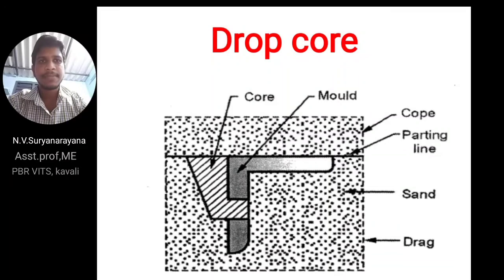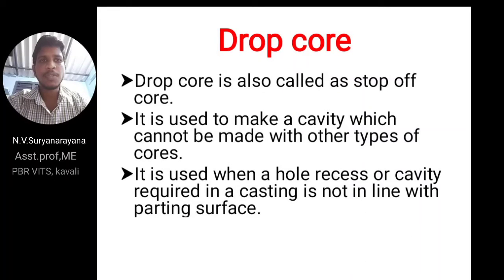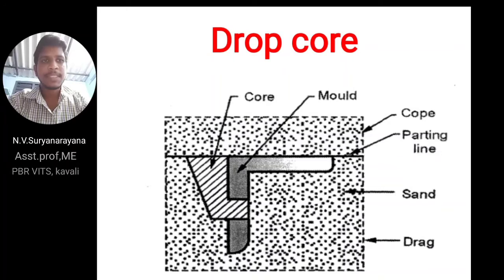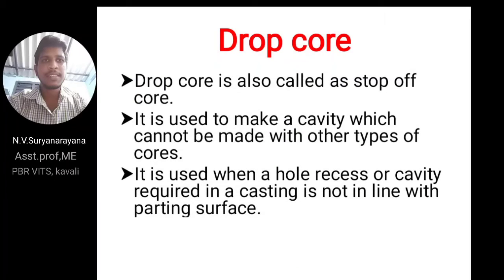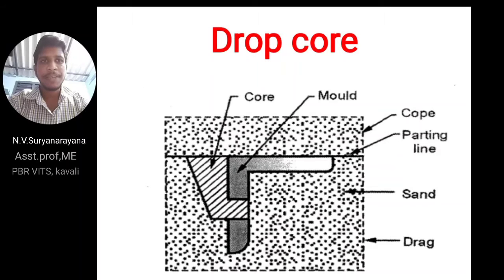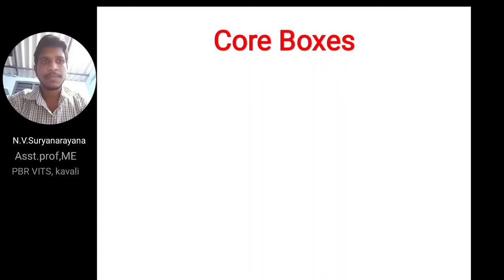It is used when the cavity required in casting is not in line with the parting surface. In this, it is not in line with the parting surface. It is to make a cavity which cannot be made with the other types of cores. It is different from the other types of cores.